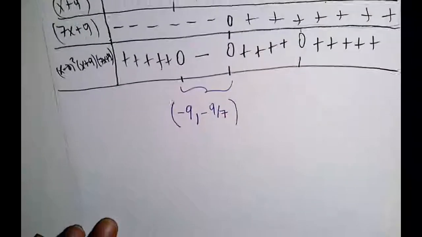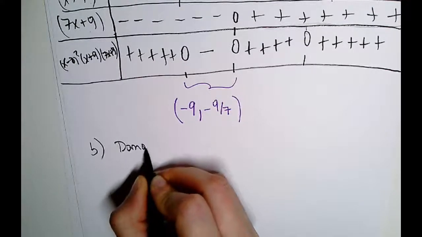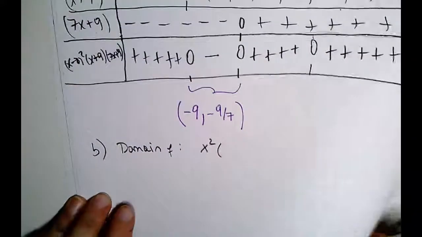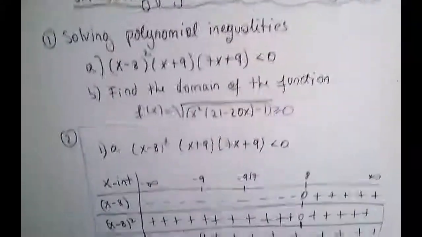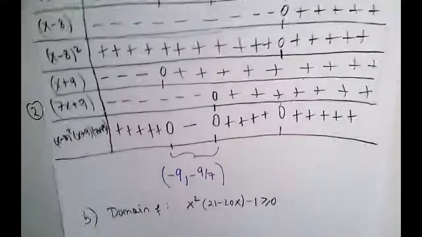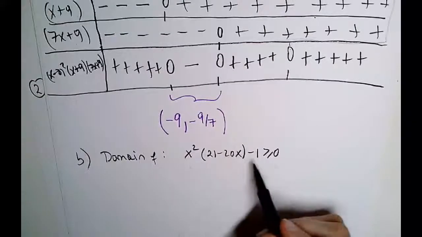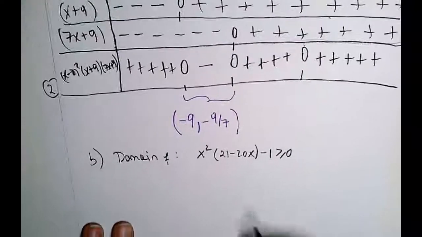So the domain of f is the solution to x squared times (21 minus 20x) minus 1 greater than or equal to 0. The issue with this one is that it's not in factored form, so we have to bring it into factored form to be able to find the intercepts.